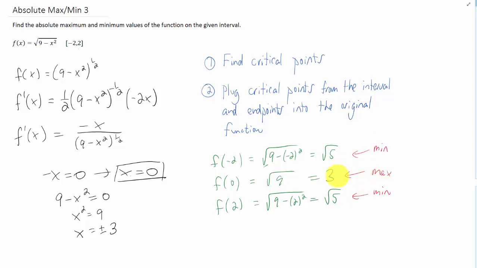What we say is the absolute maximum value of this function on the given interval is 3, and that occurs when x equals 0. And we have two absolute minima of this function. The value is the square root of 5, and that occurs at the endpoints of the interval, -2 and 2.